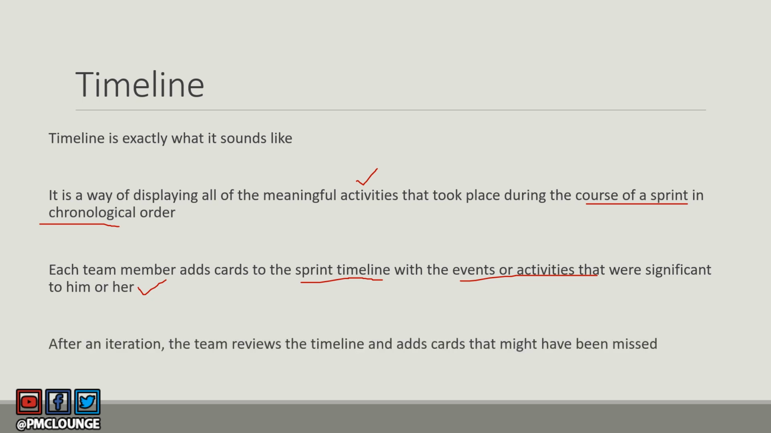Now, after every team member is done with this activity, one iteration is done, the entire team is going to review the timeline and they are going to add any cards that might have been missed. So any event or activity that is not listed will be added in the timeline. So that is what timeline is all about. In the next slide, let's take a look at an example of how a timeline looks.